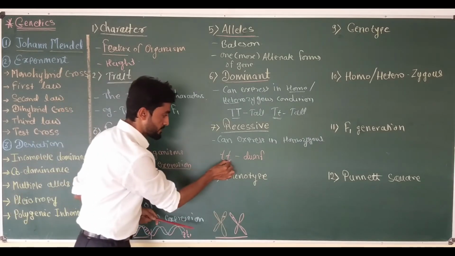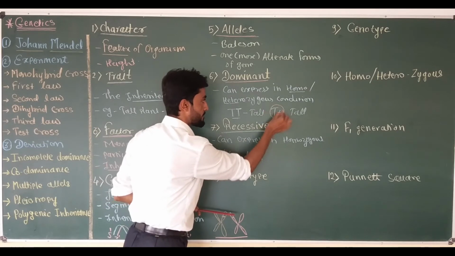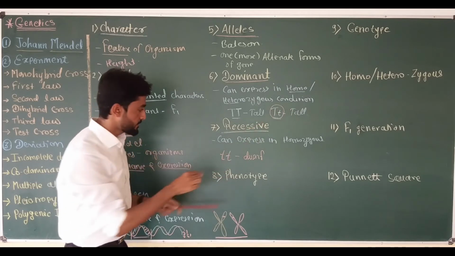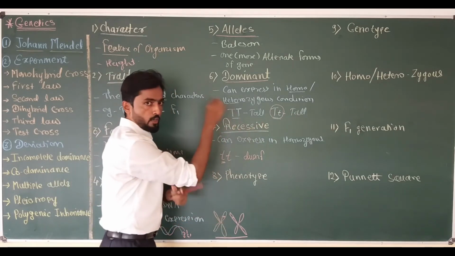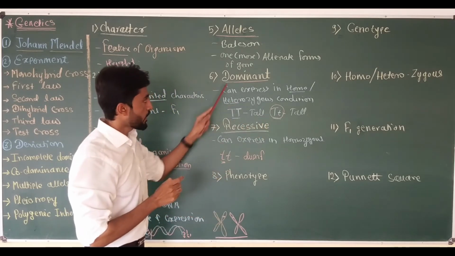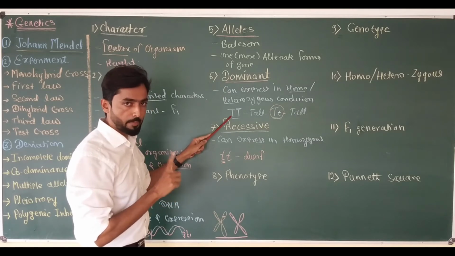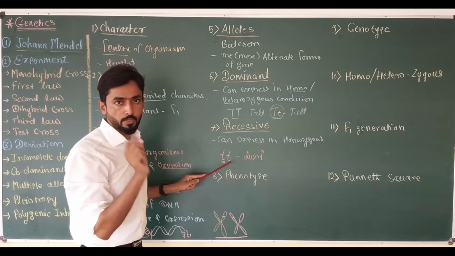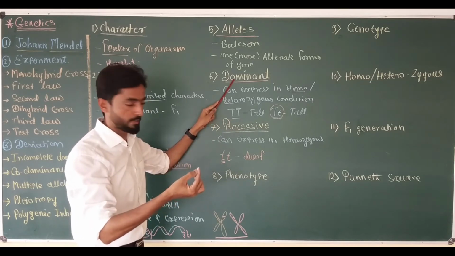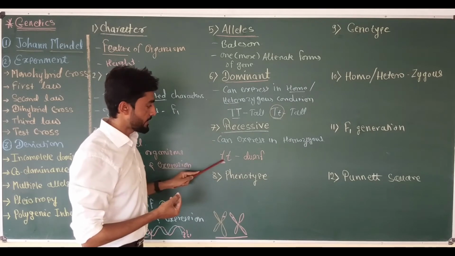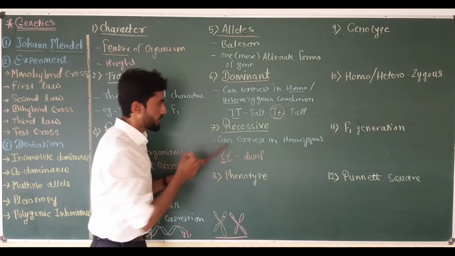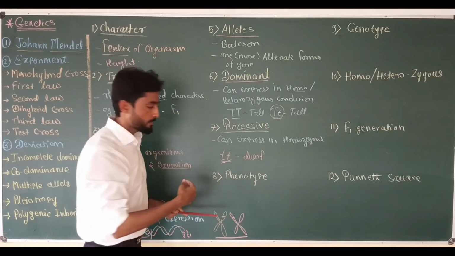But if this small t is present along with the capital T like this, the height will become tall. Okay, because this small t is a recessive allele which cannot express in heterozygous condition. When this small t is present along with the dominant allele, that is capital T, the effect of small t will be repressed. Okay, in that case only the dominant allele will express itself. But when the recessive alleles are present in homozygous condition, if the organism has both recessive alleles, in that case they will express their phenotype, like dwarf.